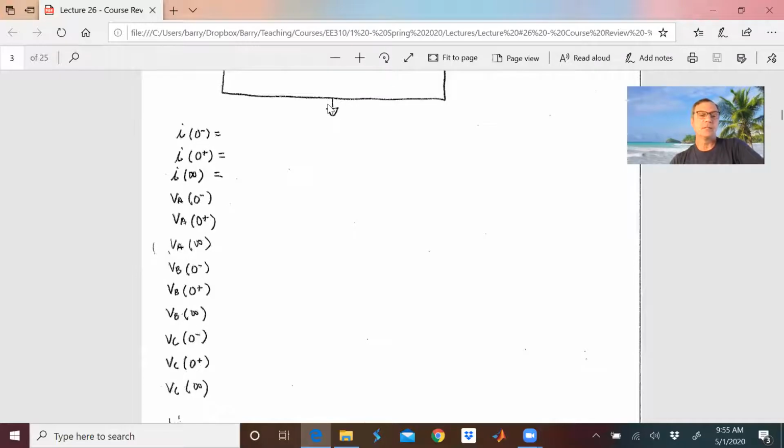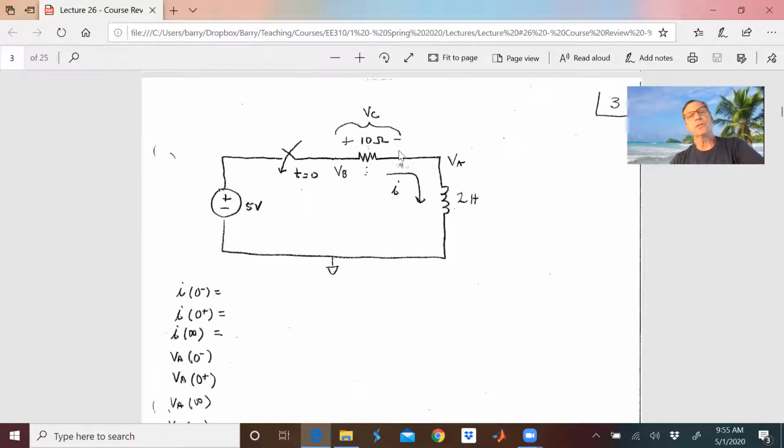Now let's do VC. So VC is the voltage across this resistor. Probably should have called it VR, shouldn't I? At t equals 0 minus, there's no current. So it's going to be 0. At t equals 0 plus, there's going to be no current because of our inductor, and so therefore we have no current through this resistor. We'll say VC at 0 plus is going to be equal to 0. At infinity, we have 0 volts here because the inductor is at steady state again. We have 5 volts here. So 5 minus 0, VC at infinity is going to be 5 volts.